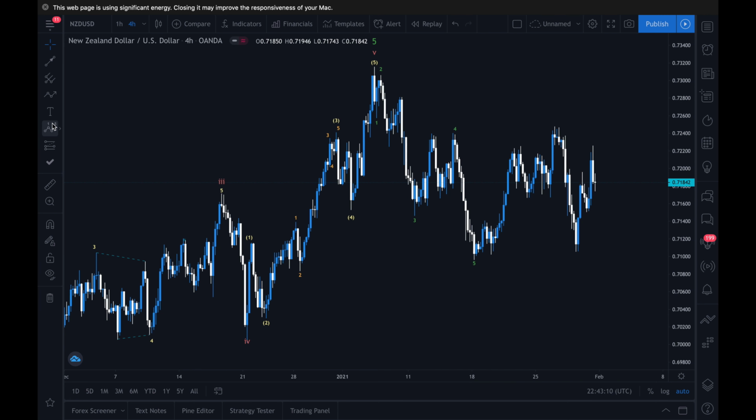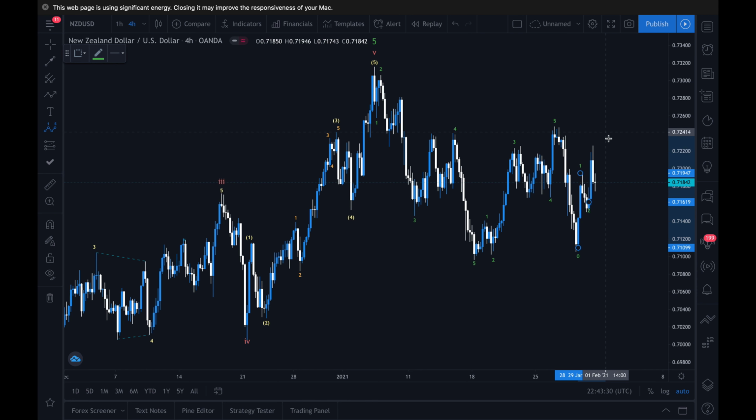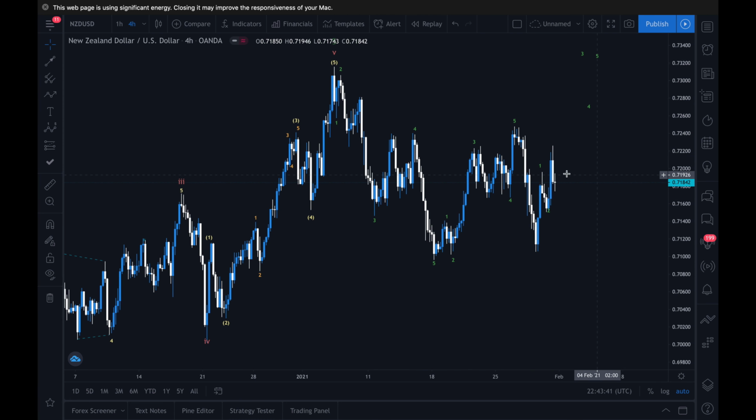Now, that can be termed as an ABC as well. If you look over here, 1, 2, 3, 4, 5, and we see a correction. And then we see another impulse again. So this is going to be wave 1, wave 2. We're most likely going to see an impulse up. And then we're going to finish off our correction wave here. And then we're going to break down for wave C.